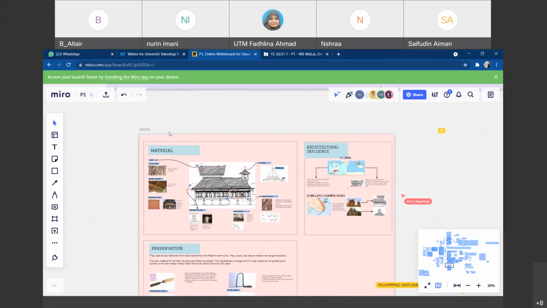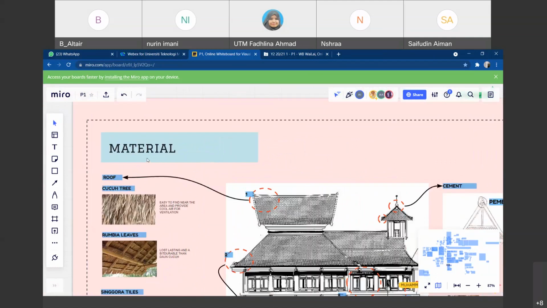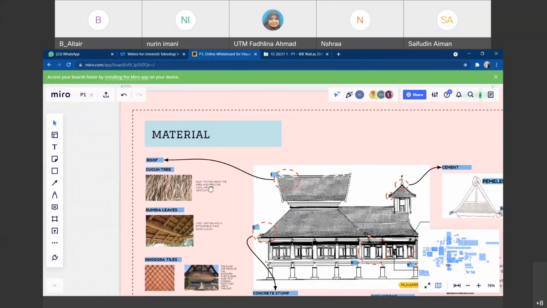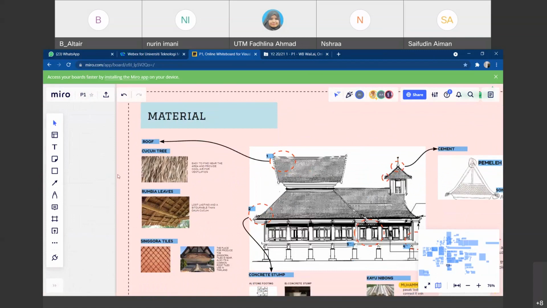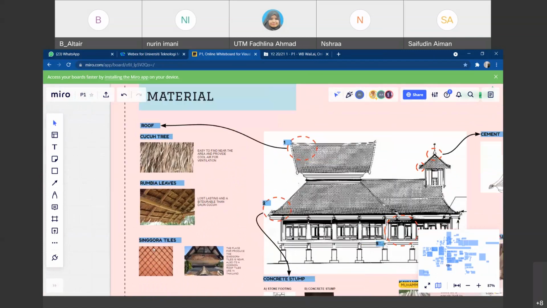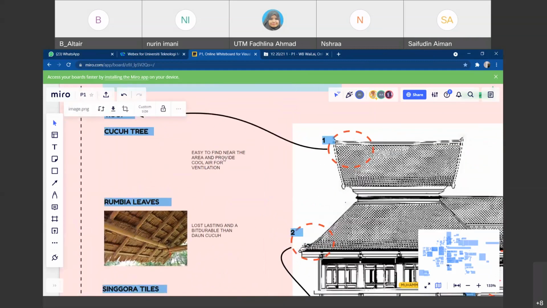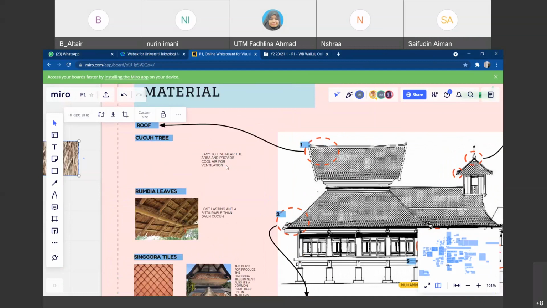Okay, and then moving along to what kind of material they use. Just like what Pudin stated before, the roof changed into three types of materials. The first one is chucho. Why did they use chucho during that time? It's easy to find and near the area, and the chucho provides cool air for ventilation during that time.